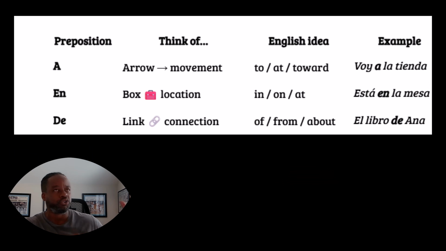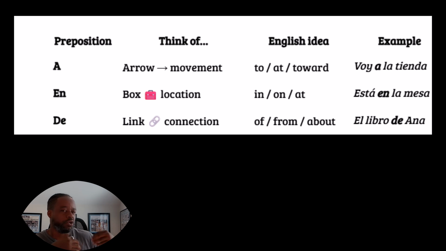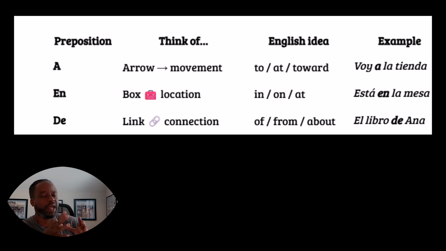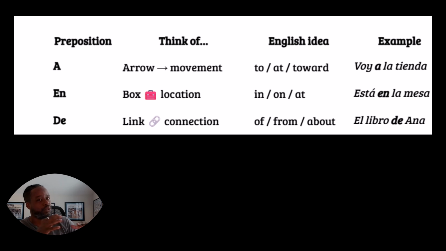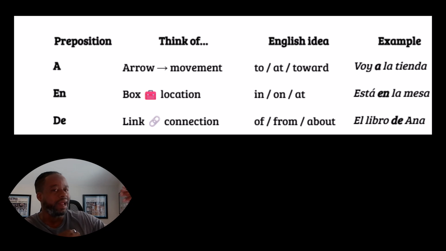So let's recap real quick just to make sure you've got this. Let's take a look at this chart right here. Las preposiciones a, en, or de. Con la palabra a, it's movement, an arrow, right? To, at, or toward an object or an item. Por ejemplo, voy a la tienda. I'm going to the store, or I'm going towards the store, right? Think of it like that. Mira, arrow, box, link. Así es.